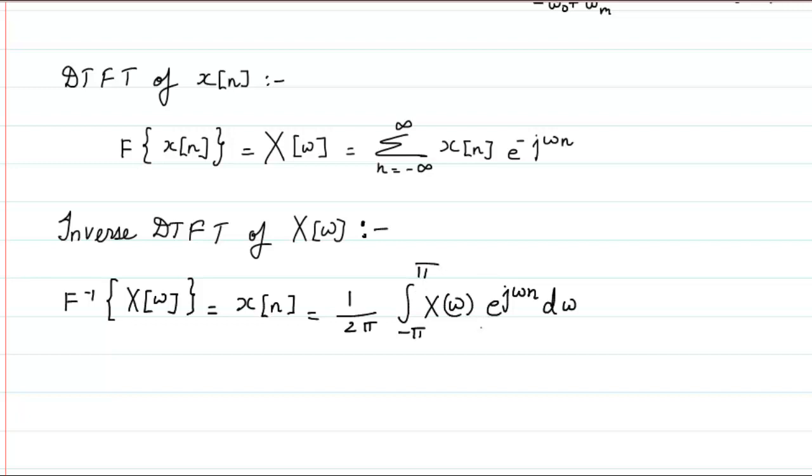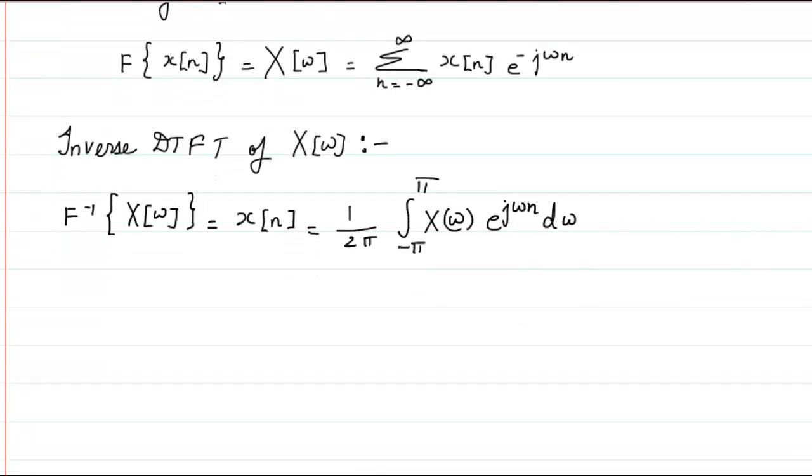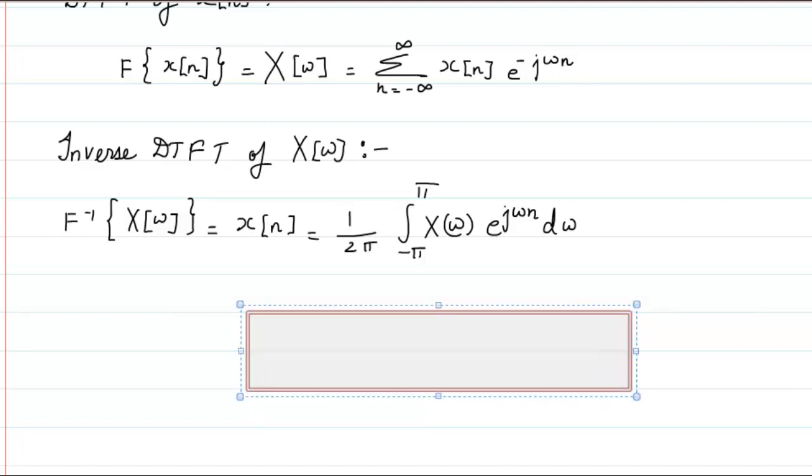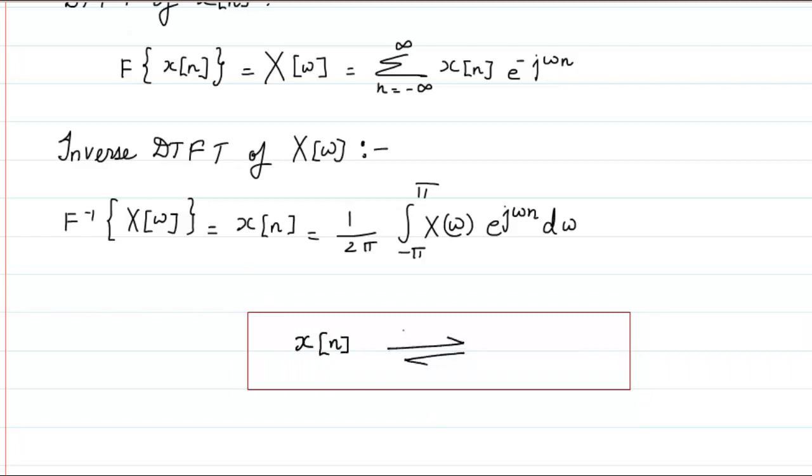Okay, so the inverse DTFT of a discrete signal is obtained by using this equation. I will put it in a box. Basically, using DTFT, if we have a signal x of n, we can find out the value of X of omega. Look, I am putting a square bracket on this side. Why? To show that it is the Fourier transform of a discrete signal.